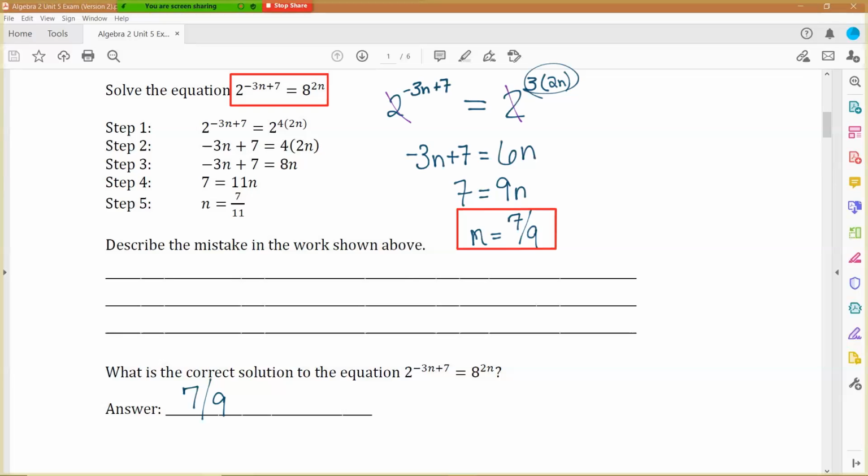Now I want to go back and figure out where the mistake happened. So I'm going to look at their work, I'm going to look at my work, and I'm going to compare where I see something different. In this case, it happens to be in step 1. So in step 1, the 8 to the 2n should actually become 2 to the 3rd power, not 2 to the 4th power. So tell me something about step 1.